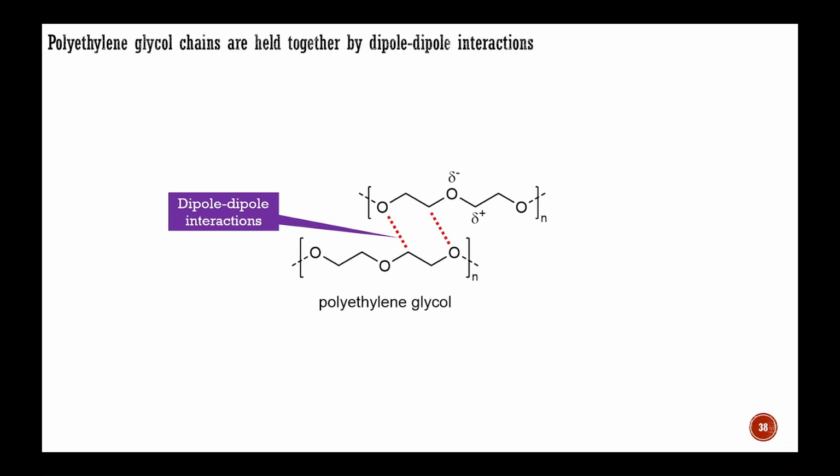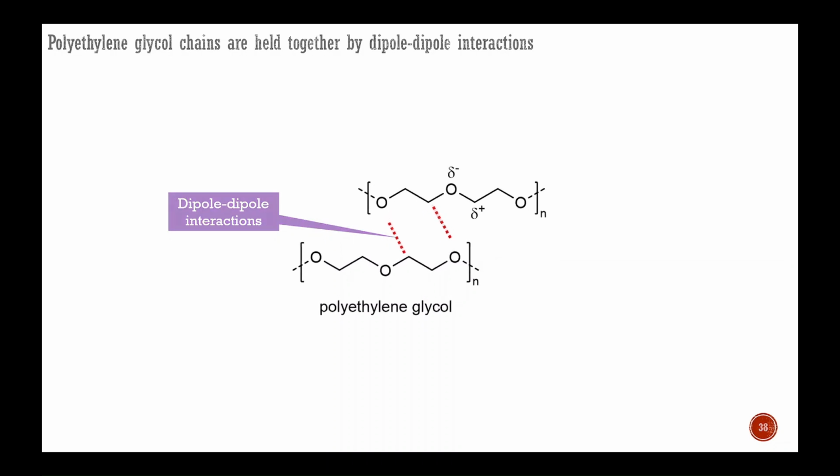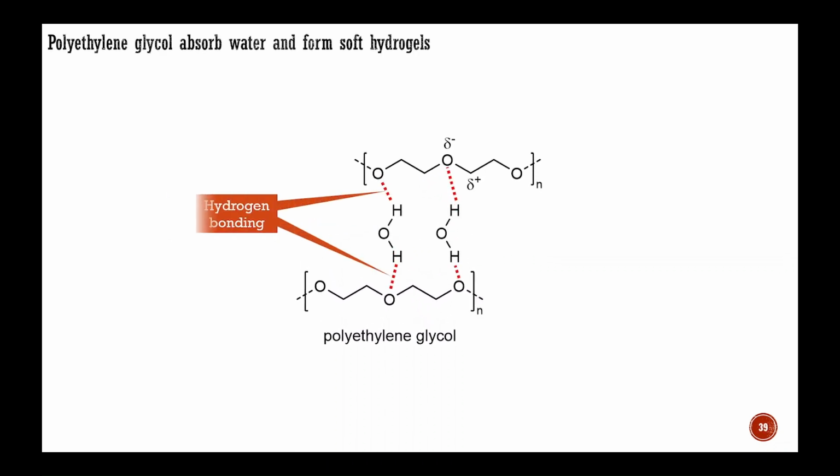Polyethylene glycol chains are held together by dipole-dipole interactions, as the polarized carbon-oxygen bonds in ethers create dipole moment. Upon contact with water, the oxygen atoms in polyethylene glycol form hydrogen bonds with water molecules.